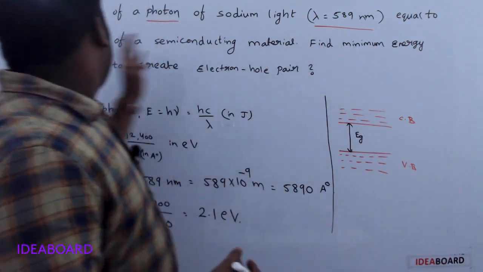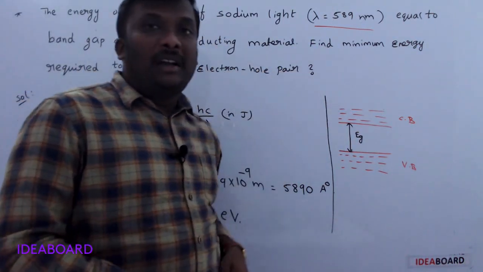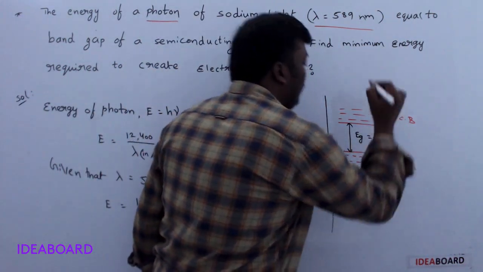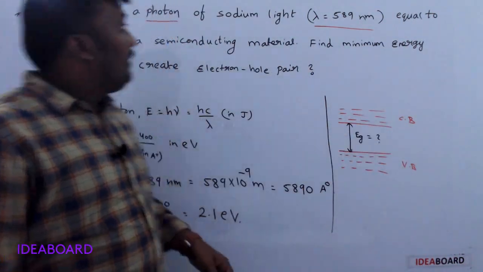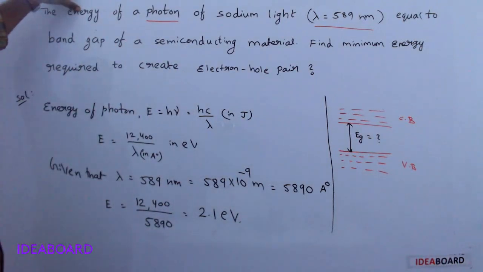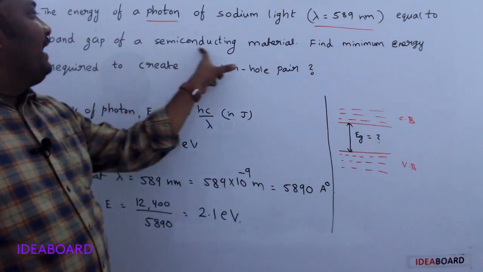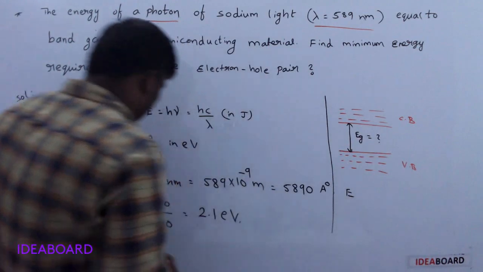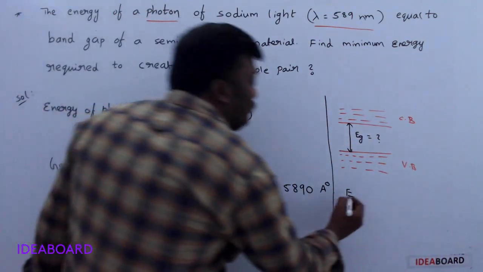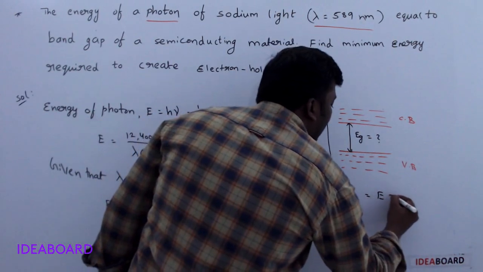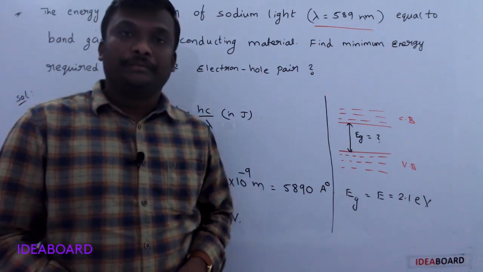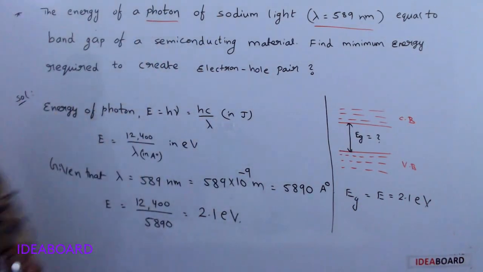So the minimum energy required to create an electron hole pair is nothing but the value of the energy gap. We want the value of the energy gap, but the question says the energy of the photon is equal to the band gap of the semiconductor material. So we have the energy of the photon, 2.1, and this should be equal to Eg. So Eg is equal to E is equal to 2.1 electron volt. Understand? This is the way of doing the numerical.